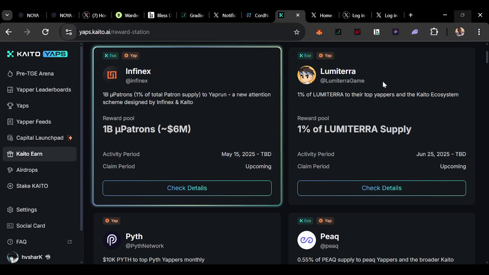Another important thing I want you to consider when you are choosing a project to yap about is the supply. This one is giving 1% of their supply, which is so huge. The last one that happened was Newton. Newton gave about 0.7%, and that 0.7% gave people a lot of money. So this one is giving 1%. You should know that it's something to yap about.